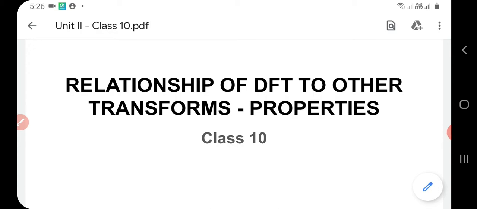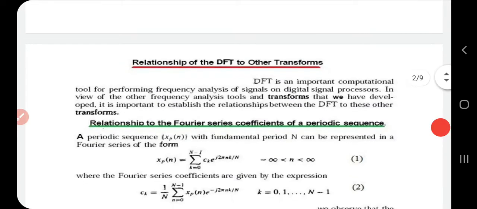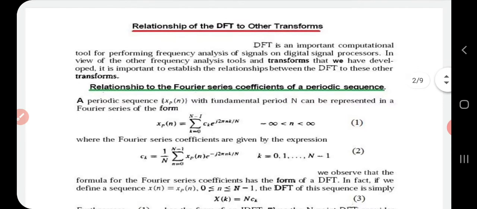Today we will learn about the relationship of DFT to other transforms, especially its properties. In the last classes, we have studied that DFT is used for the frequency analysis of signals, which we have already discussed in one topic. Now here we are going to explore the relationship of DFT to other transforms.